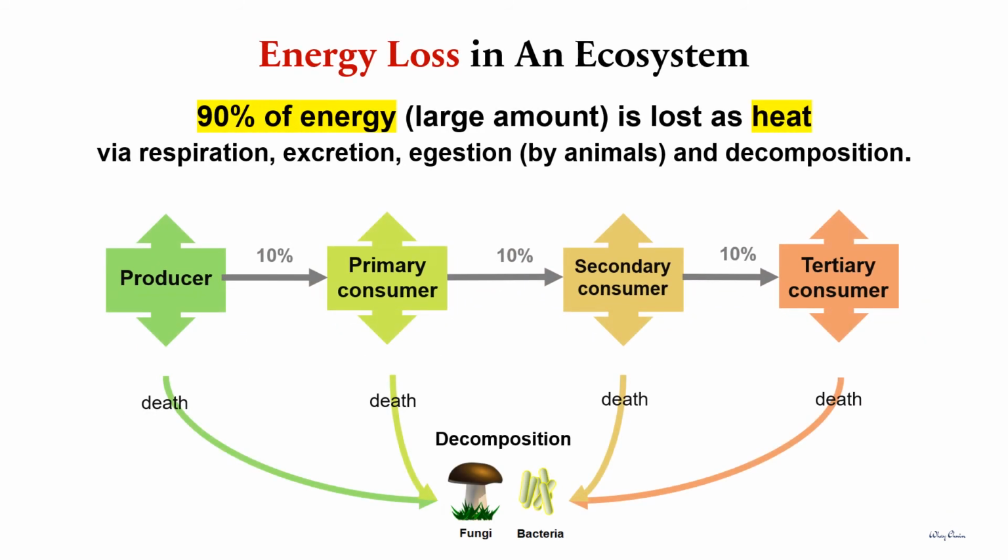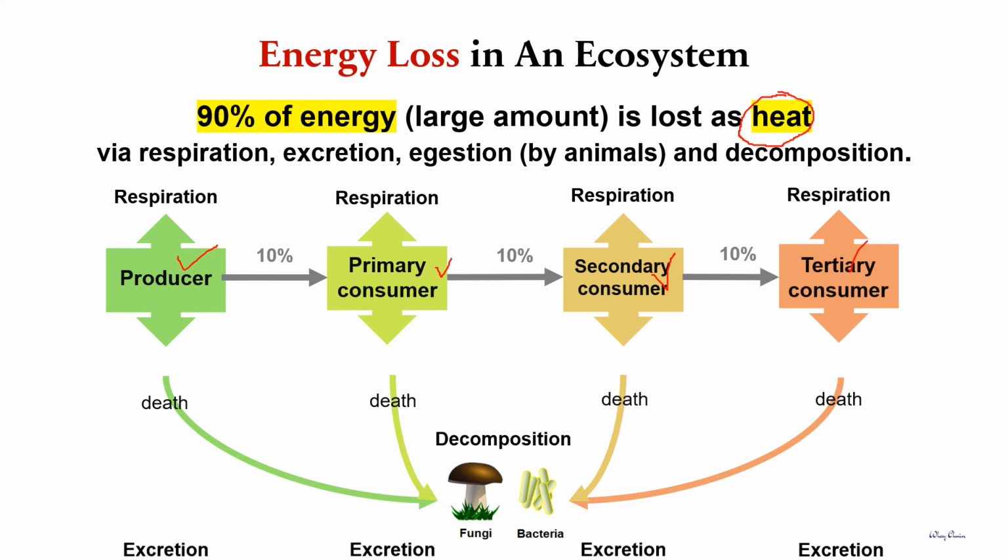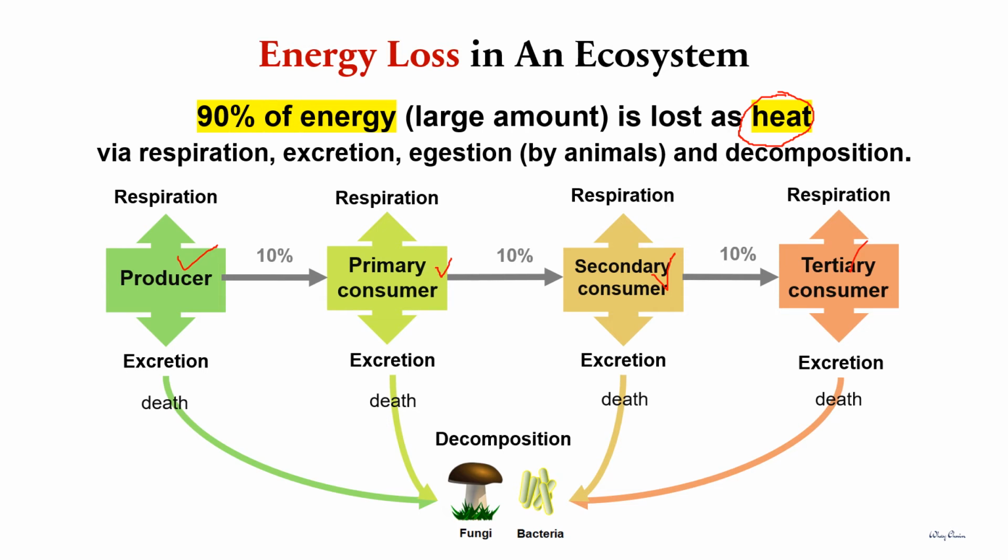The majority of the energy, or 90% of the energy, will be lost as heat to the environment through a few processes. From the first trophic level, such as the producer, to the following trophic level, such as the primary consumer, then the secondary consumer, and lastly the tertiary consumer, energy can be lost through respiration, and all the trophic levels are able to perform excretion. And if the organisms die, they will form decaying materials, which will be decomposed by fungus or bacteria. And decomposition is a process able to produce heat as well.